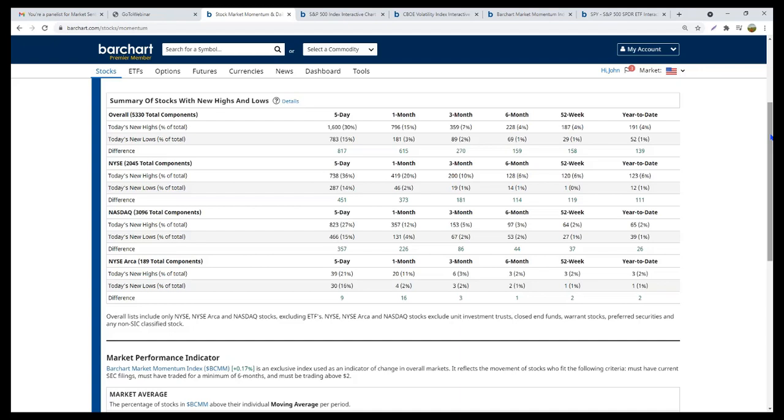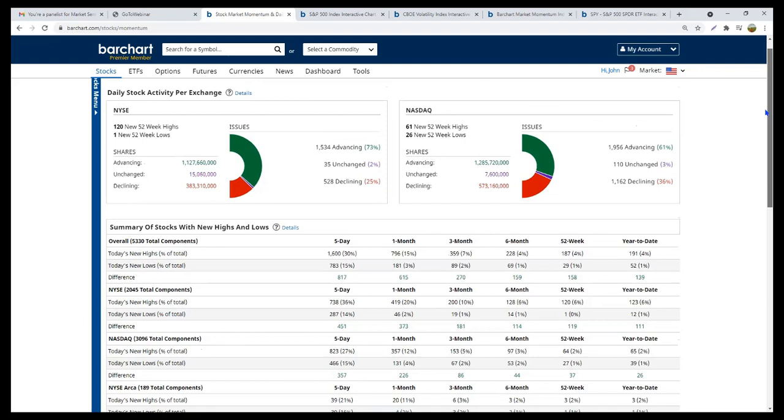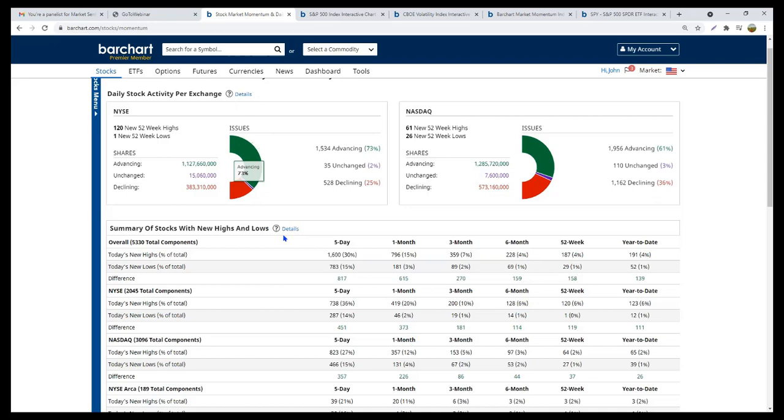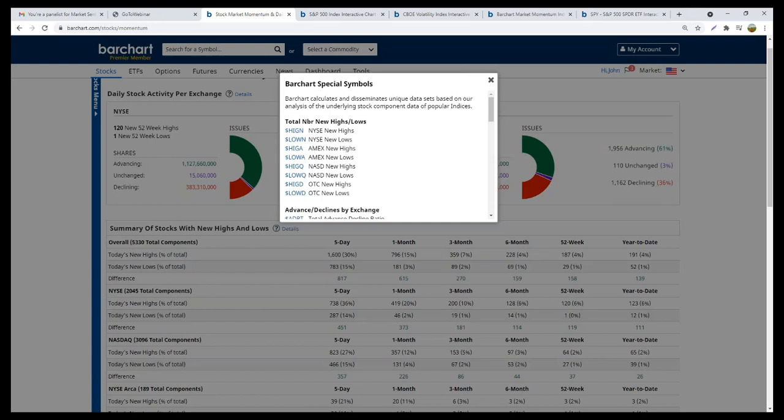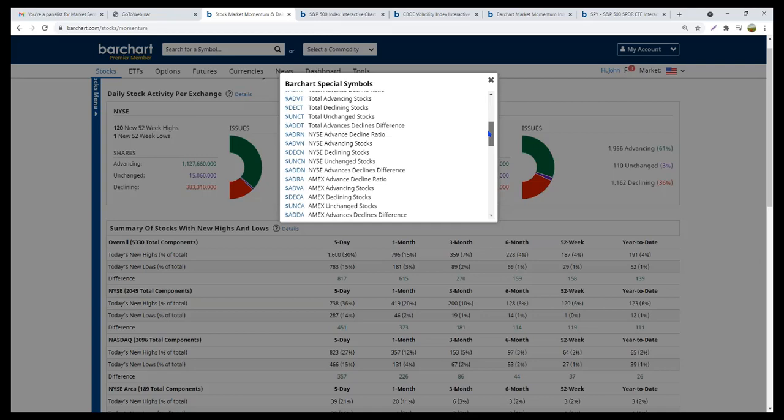All right. So if you really want to get deep into the weeds, this is kind of a big picture. One of the cool things that Barchart does for you is up here where it says details. Now there's a details here and there's a details here. Inside the details, Barchart has very special symbology for you to look at, in other words, to decipher much more granular market internals. There are a lot of ones that you can look at, based on advances and declines, volumes, different markets.